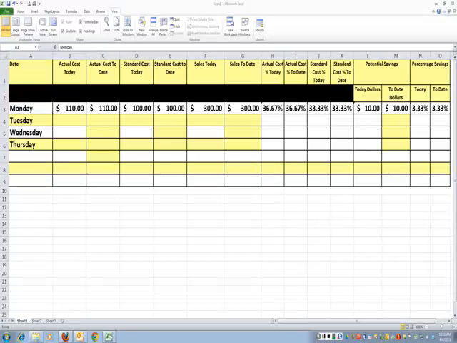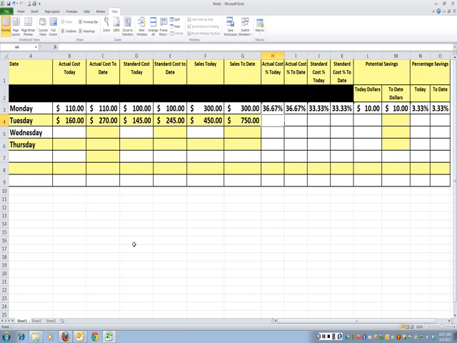Now we're going to move into the next day. Our actual cost today was $160. So our actual cost to date is our 110 from yesterday plus our 160 from today, so our actual food cost is $270. Our standard cost for the food that we sold today should have been $145. We look at yesterday plus today, so that's $245. Our sales, we generated $450 in sales.